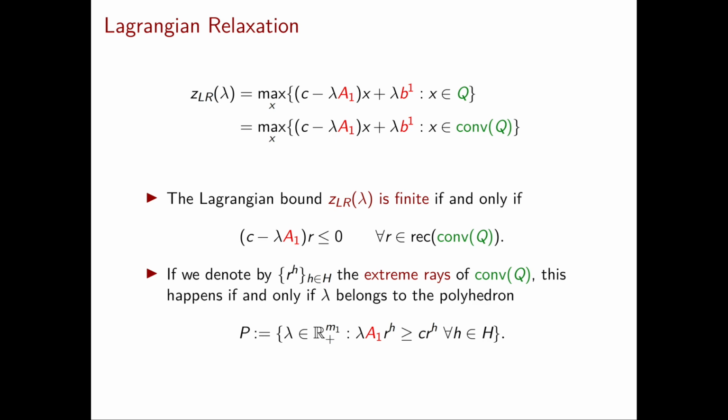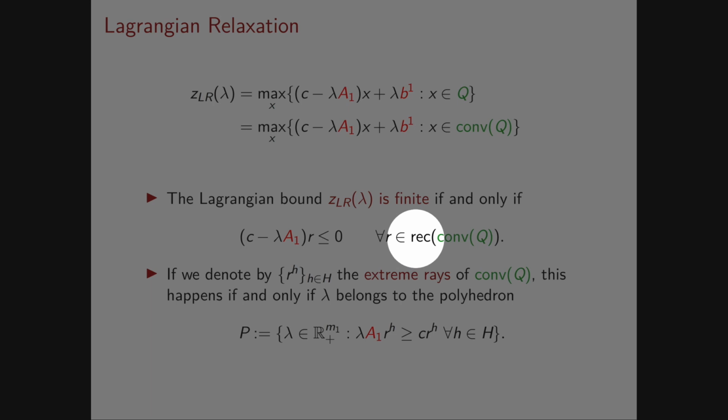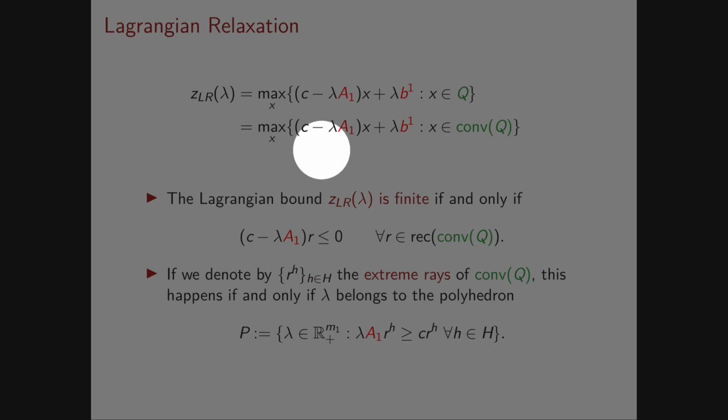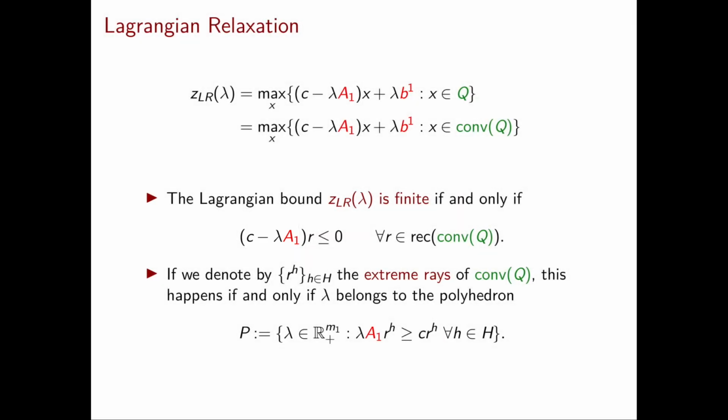In fact, we immediately understand that the objective value of the Lagrangian relaxation is finite if and only if for every ray of the recession cone of the convex hull of Q, we have that along that ray the objective function decreases. In formula, we look at our objective function and evaluate it on the rays. (C minus lambda A1) times R must be less than or equal to 0, because otherwise, if it's greater than 0, you can travel along that ray and your objective can always go to plus infinity, since you're maximizing.